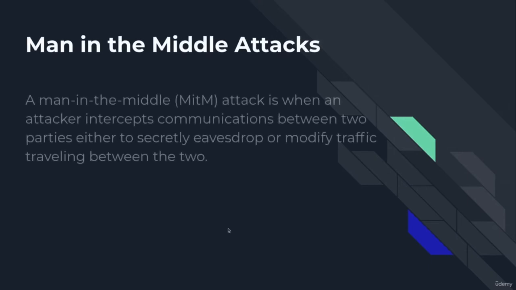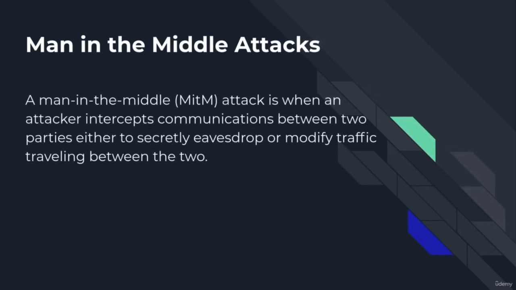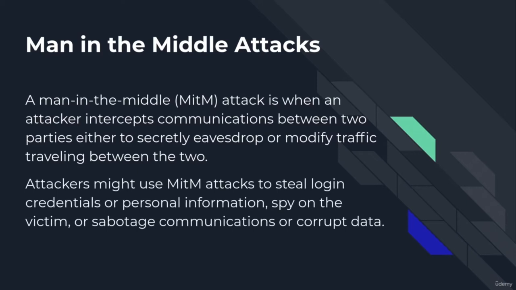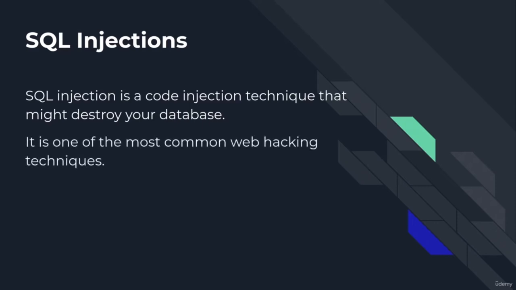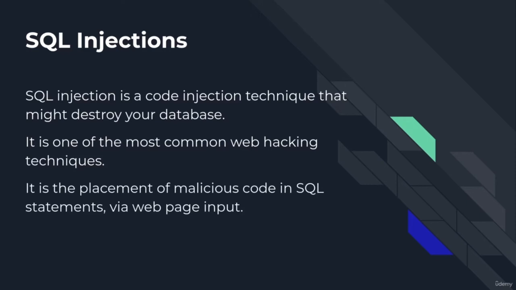Man in the middle attacks. It is an attack when an attacker intercepts communications between two parties, either to secretly eavesdrop or modify traffic traveling between the two. And attackers might use man in the middle attacks to steal login credentials or personal information, spy on the victim, or sabotage communications or corrupt data. We have SQL injections. The SQL injection is a code injection technique that might destroy your database, and it is one of the most common web hacking technologies, and it is the placement of malicious code in SQL statements via web page input.